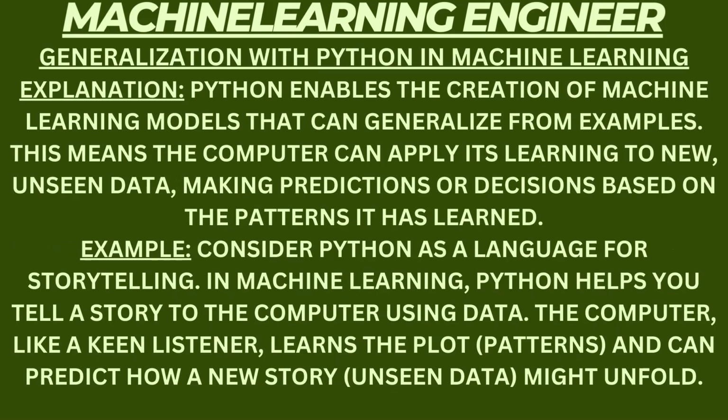Generalization with Python in machine learning. Explanation. Python enables the creation of machine learning models that can generalize from examples. This means the computer can apply its learning to new unseen data, making predictions or decisions based on the patterns it has learned. Example. Consider Python as a language for storytelling. In machine learning, Python helps you tell a story to the computer using data. The computer, like a keen listener, learns the plot patterns and can predict how a new story, unseen data, might unfold.